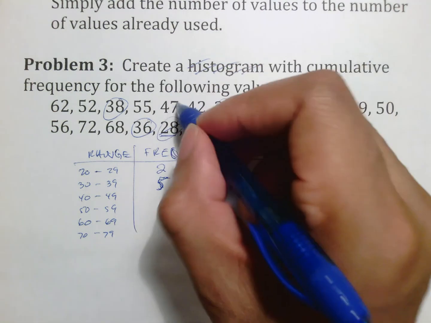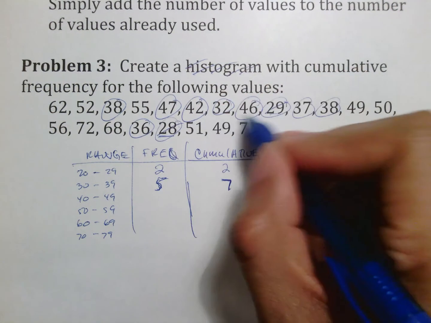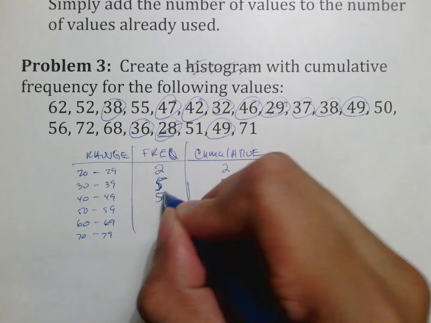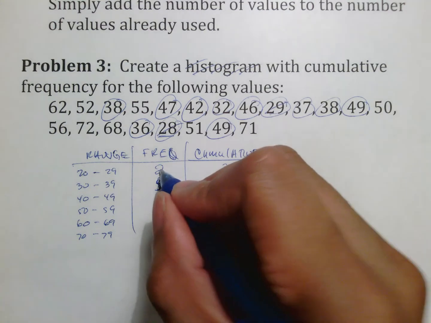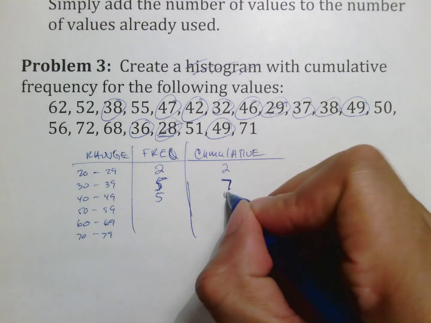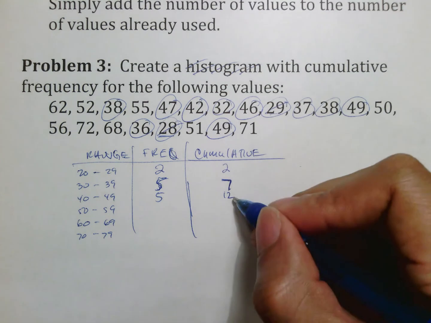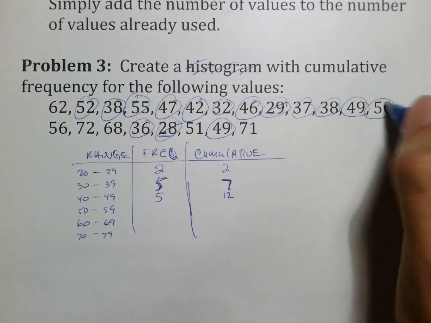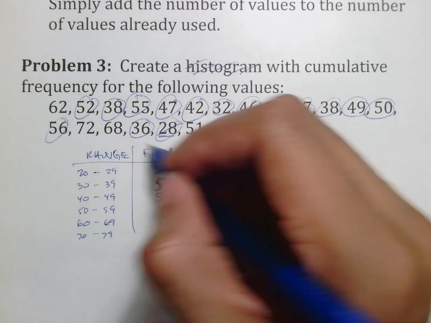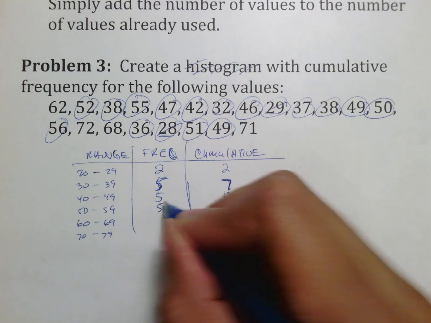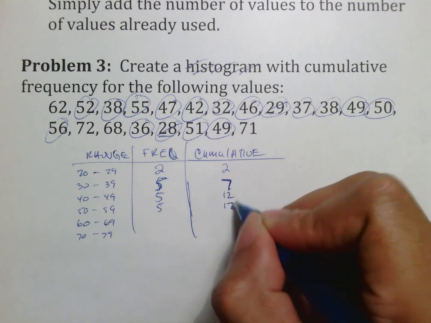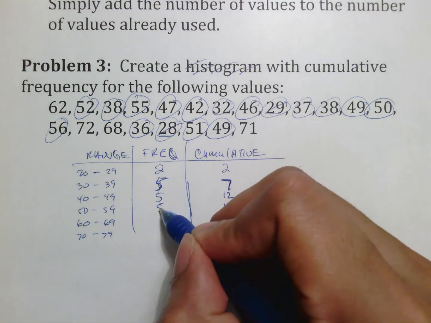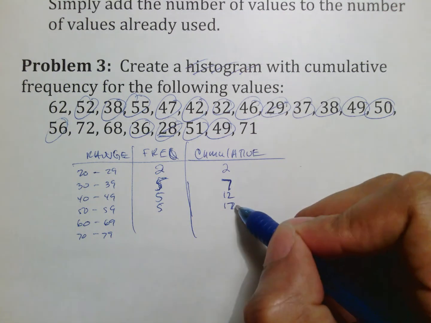40 to 49, there's 1, 2, 3, 4, 5 in that range, which means that we've used 2, 7, 12 numbers altogether. That's your cumulative frequency. 50 to 59, 1, 2, 3, 4, 5. 5 more of those, which means that we've used 17 numbers altogether. Again, 2, 7, 12, 17 is my cumulative frequency for this part.